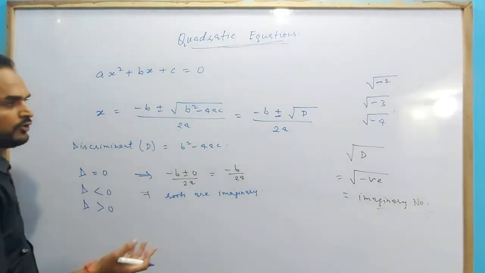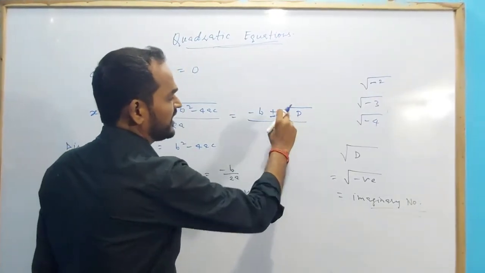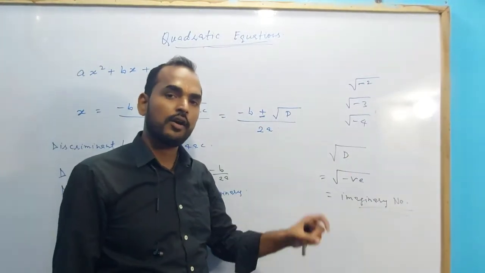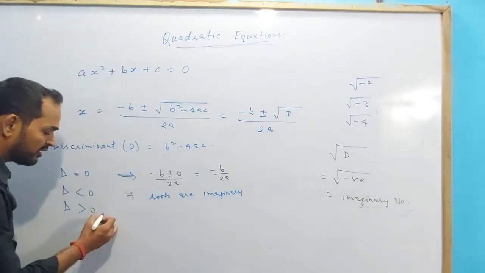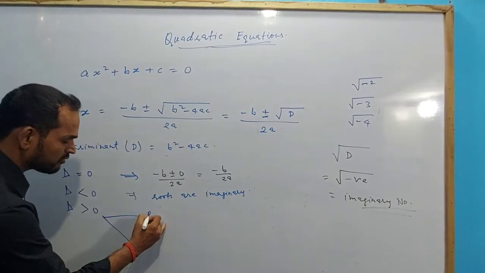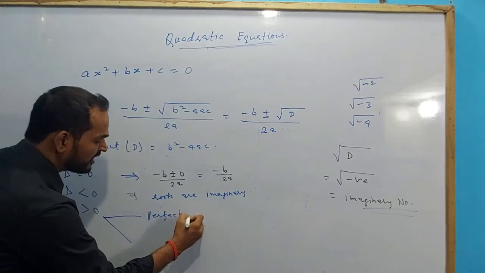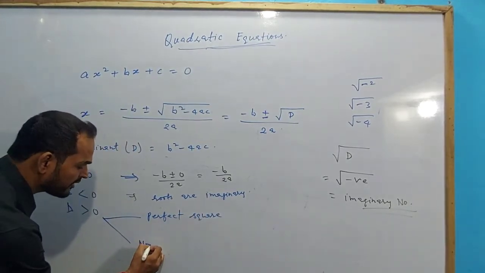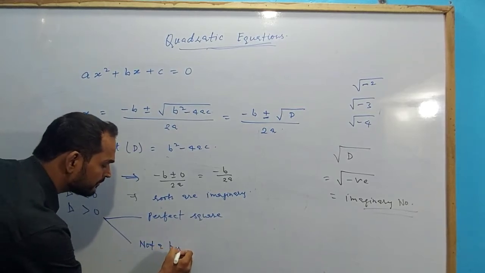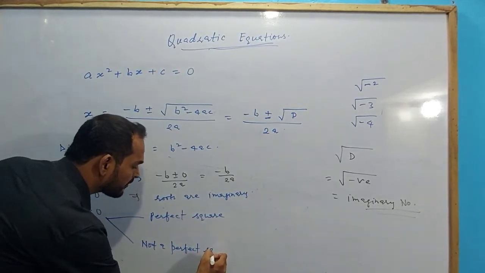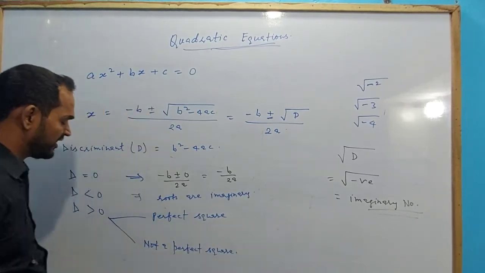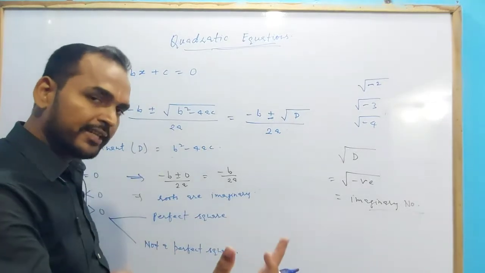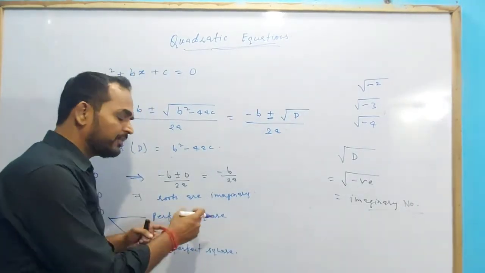When D is greater than 0, there is a possibility that D may be a perfect square or not a perfect square. So here there will be two cases: D is a perfect square, and D is not a perfect square. Just keep it in mind. These are very important things to know. When D is greater than 0, it means D is positive, and it might be a perfect square.